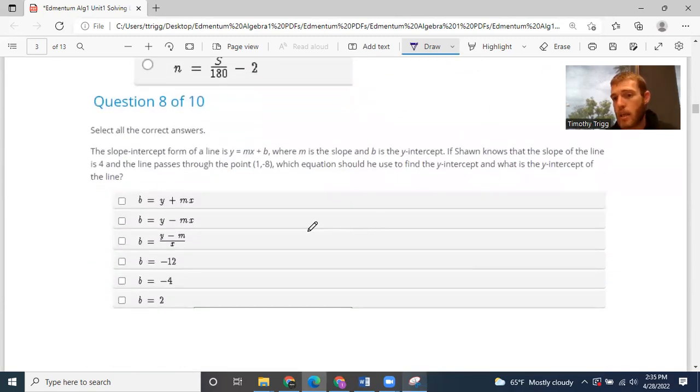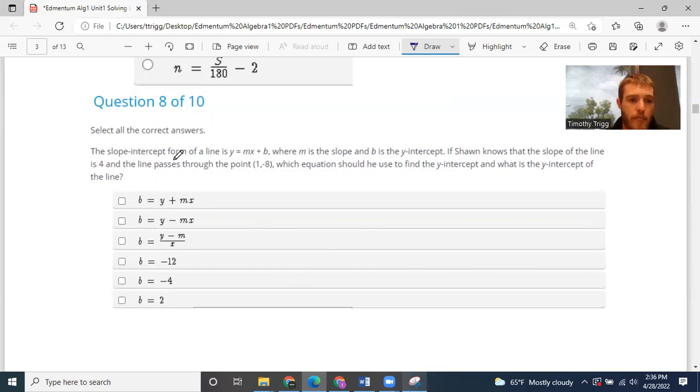All right, keep in mind for this one, it's mark all that apply. So in other words, multiple of these may be correct. And in fact, 2 of these are going to be correct. So we need to figure out which 2.